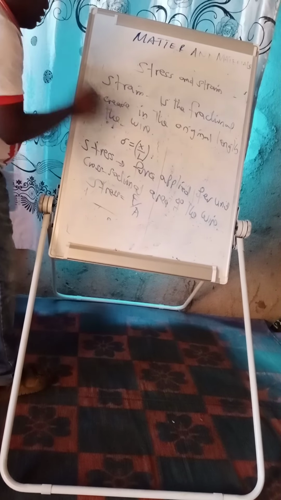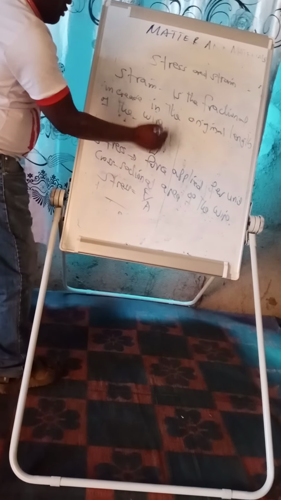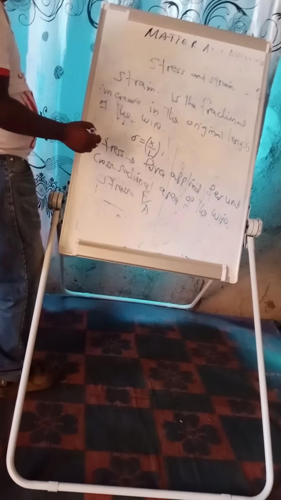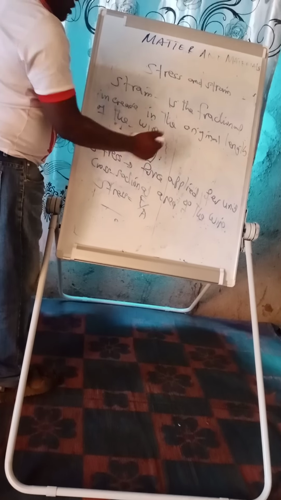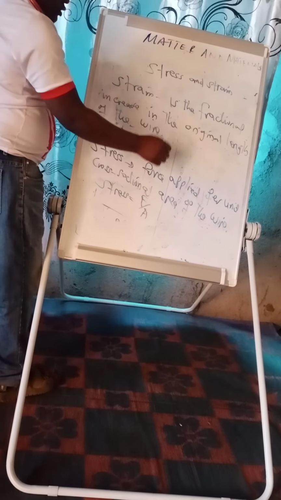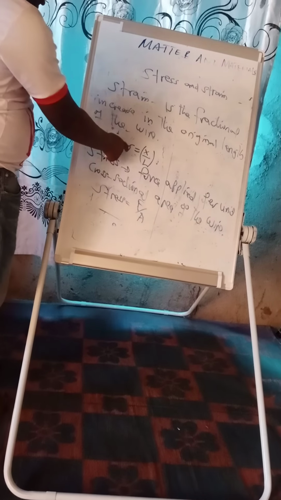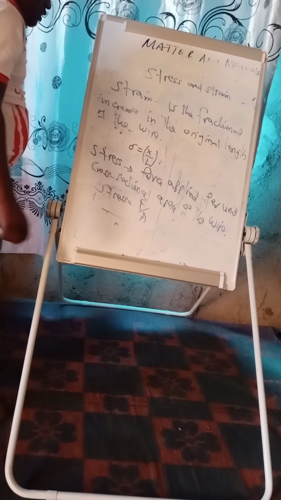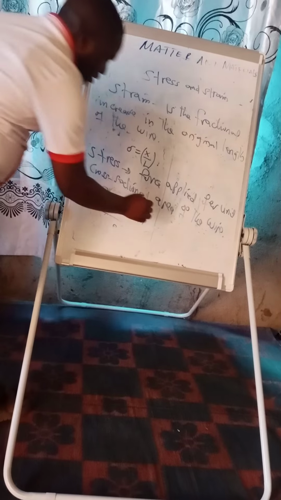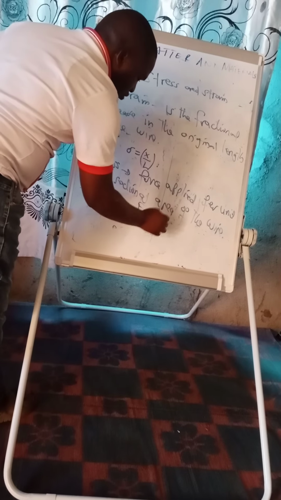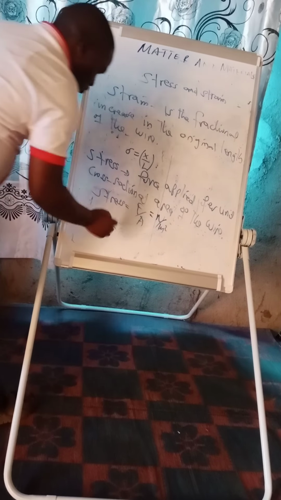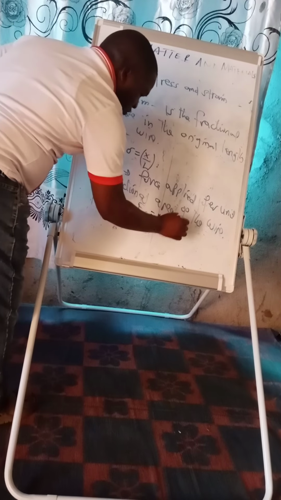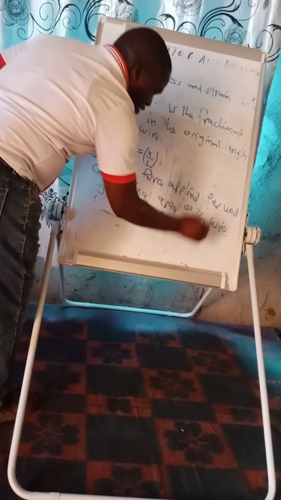Strain has no unit because the extension has a unit of meter and the original length has a unit of meter, so they cancel out. So this is unitless. But stress is newton over meter squared, so the unit of stress is newton per meter squared.